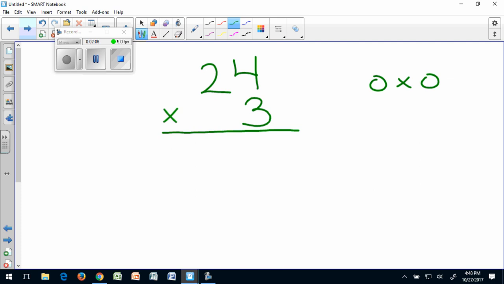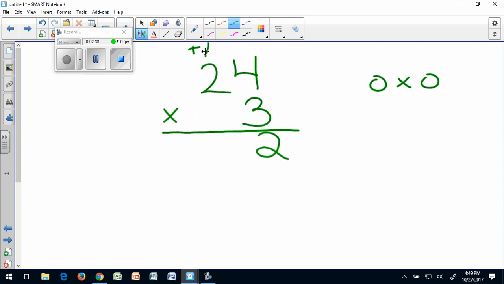I know that 3 times 4 equals 12. But I can't put 12 in my ones place. I can only put the 2 in my ones place because the 2 is in the ones place. So I'm going to put the 2 down here. And like in other operations, when I need to regroup, I'm going to put the 1 in the tens place. But I'm going to put a little plus sign on it to remind myself that I need to add that 1 with my tens. I'm not going to multiply it.